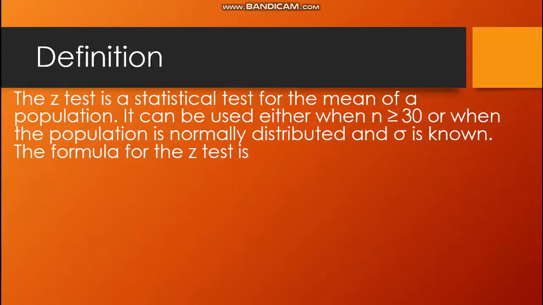And we have the z-test. The z-test is statistical test for a mean of a population. It can be used either when n is greater than or equal to 30 or when the population is normally distributed and the population standard deviation is known or given. So, ibig sabihin, may conditions tayo dito for us to use z-test. Dapat n is greater than or equal to 30. Kung hindi naman, n is less than 30, dapat yung the population is normally distributed at given dapat yung ating population standard deviation. And the formula for z-test is this one.